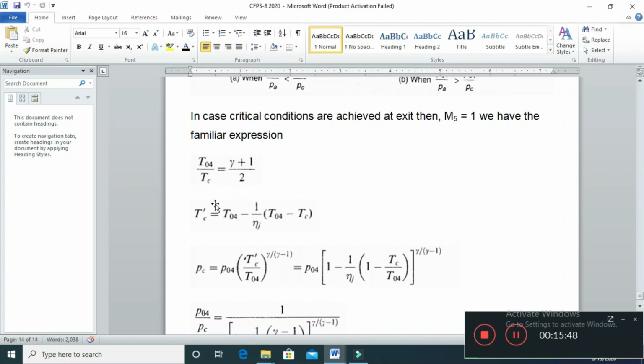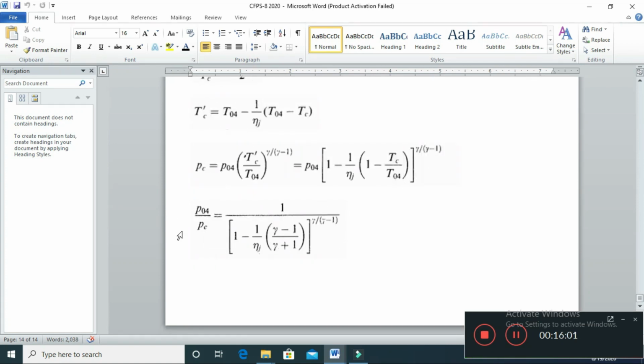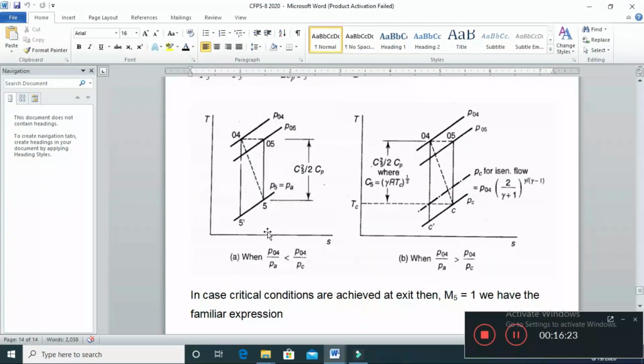This is the formula for calculation of the ideal temperature at the exit. This is the isentropic relation. So using these relations we can derive this relation. So if efficiency is known, we can find the critical pressure. We can find the pressure at the exit of the nozzle if we know the jet nozzle efficiency. These are the schematics.